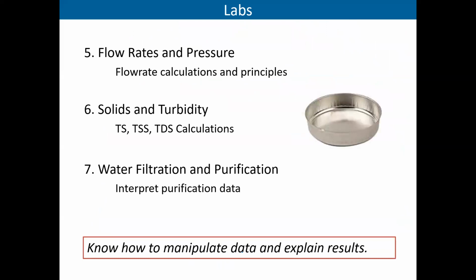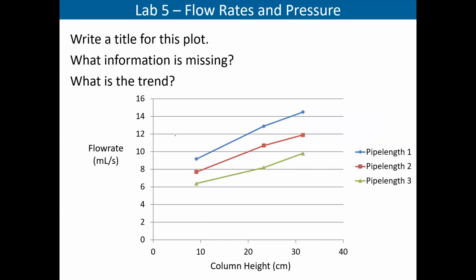Okay, so lab 5 was on flow rates and pressure. Lab 6 was on solids and turbidity. Remember, we had these calculations here: total solids, total suspended solids, and total dissolved solids. And I have a problem for that one here in a moment. And lab 7 was water purification and infiltration. So let's talk about lab 5 for a minute.